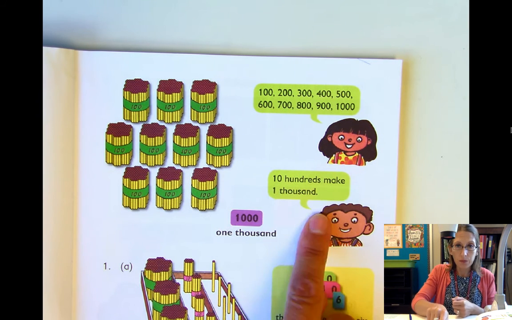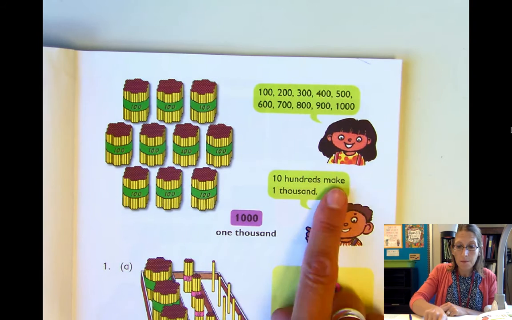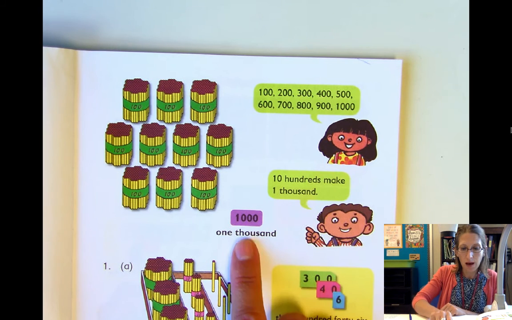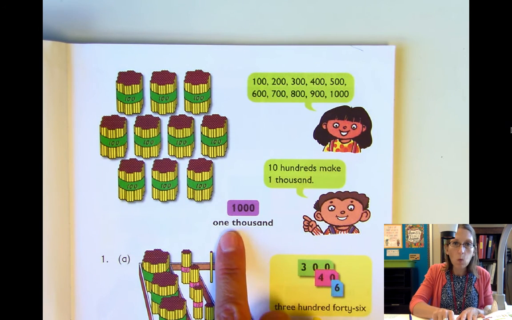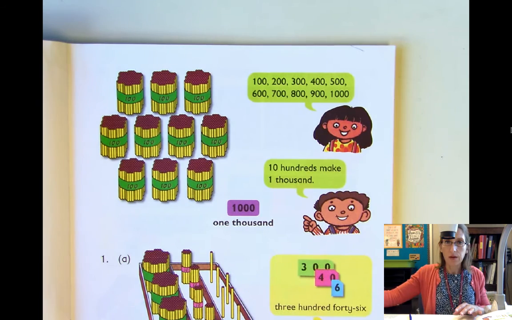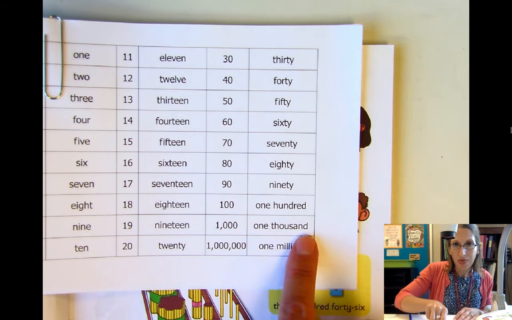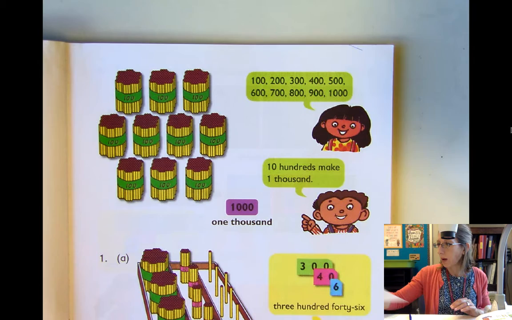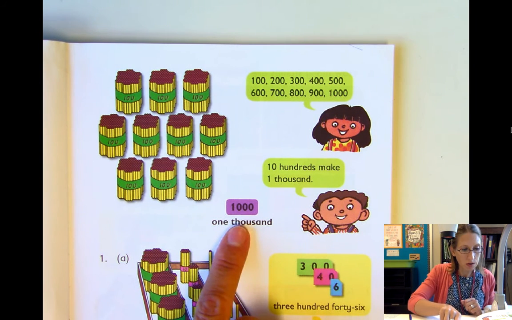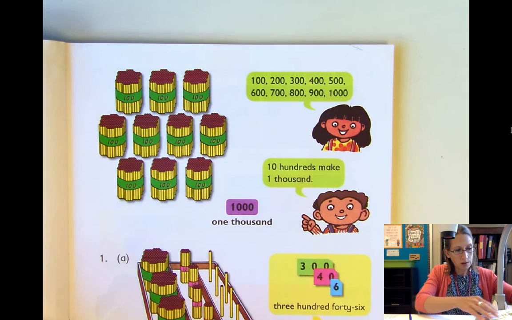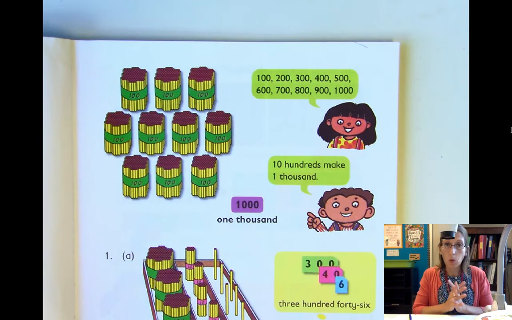And over here, he's telling us 10 hundreds, because we had 10 of these hundreds makes 1000. And this is how we write 1000. It has 3 zeros after it. 1000. And let's see if that is on our paper in case we need to spell that for our homework today. There it is. 1000. Looks like 1,000. All right. So 10 hundreds makes 1,000. Just like 10 tens makes 100.